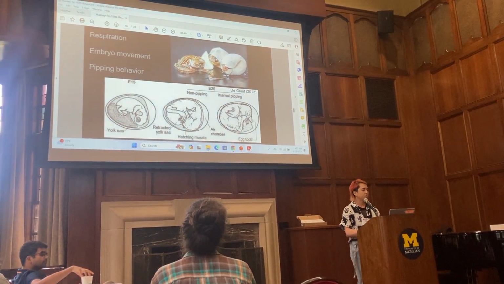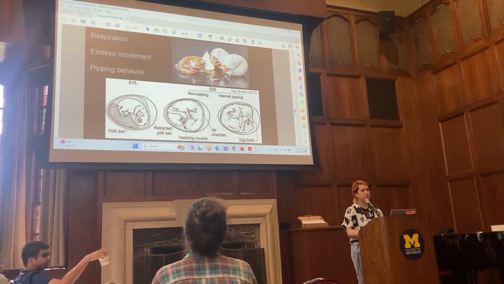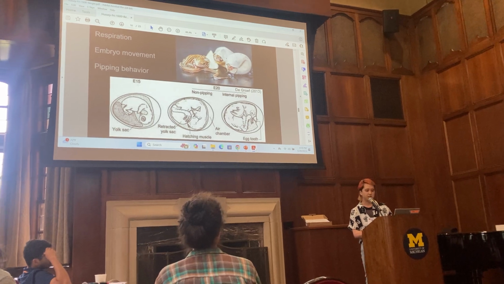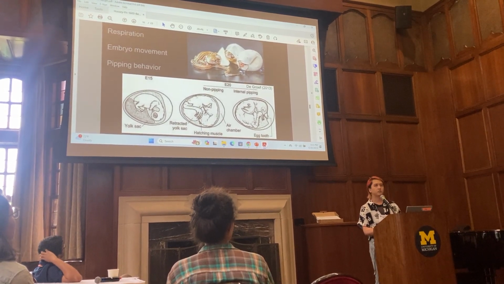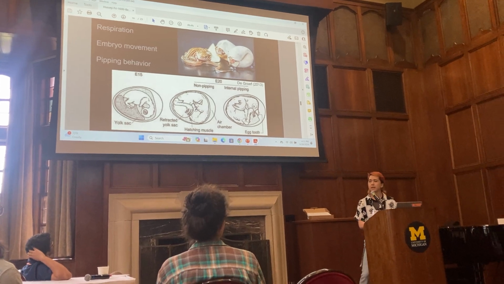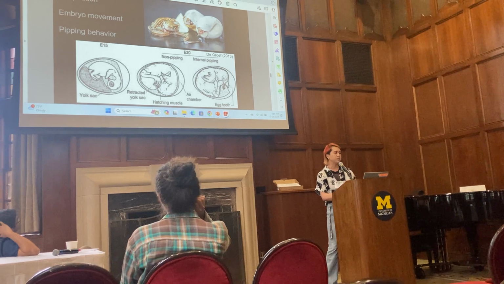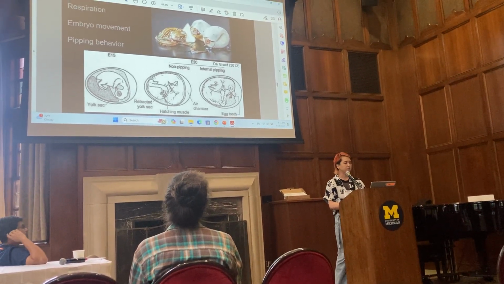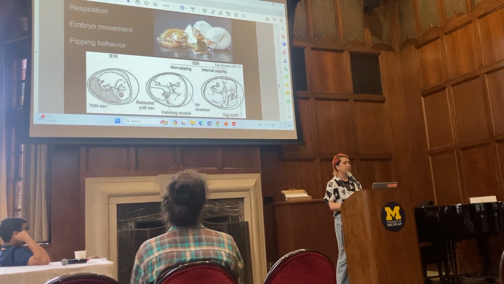But some other things I wanted to look at, more to do with the physiology of eggshells, are the respiration, the ability of the eggshell to actually be permeable and allow water vapor out and oxygen in. Embryo movement is also something that I'm very interested in. Different taxa will have different amounts of movement as far as right before hatching, embryos may become more or less active.